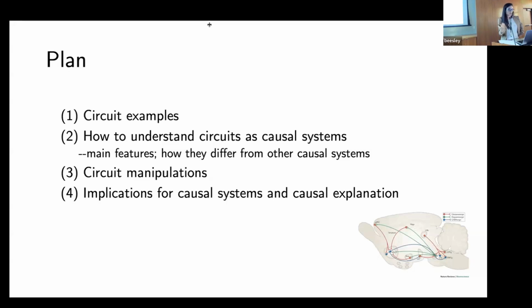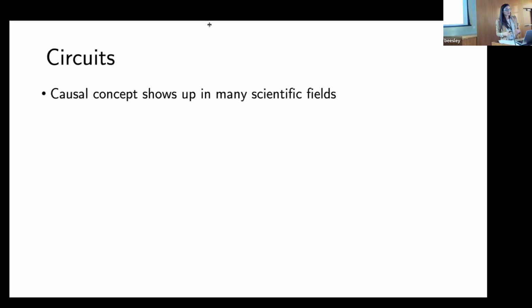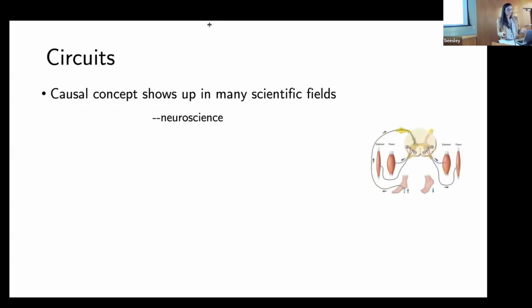And then at the very end, I'll suggest some implications that this analysis has for understanding causal systems in this domain and causal explanation. So starting things off with circuit examples. The notion of a circuit, interestingly, shows up in many different scientific fields. We're focusing here primarily on neuroscience, and there are many nice examples of this causal concept.